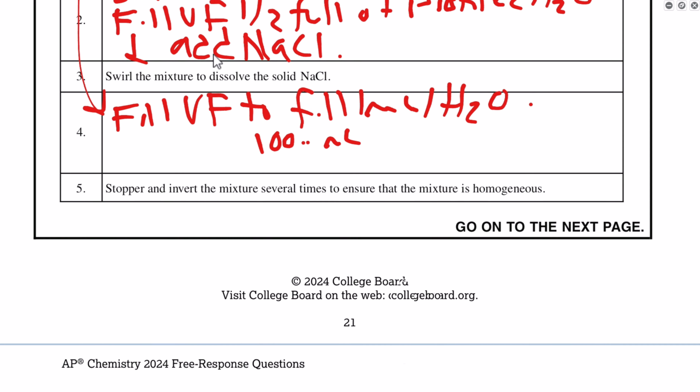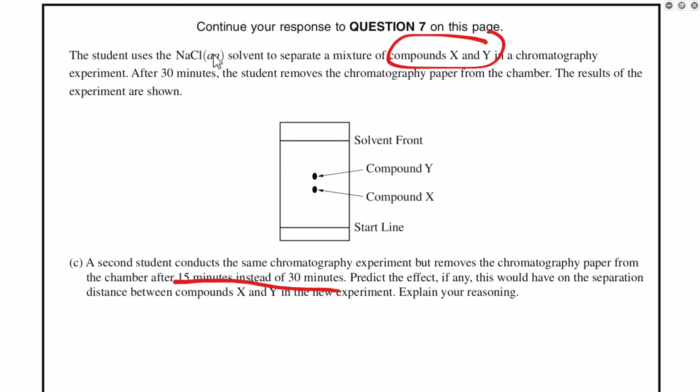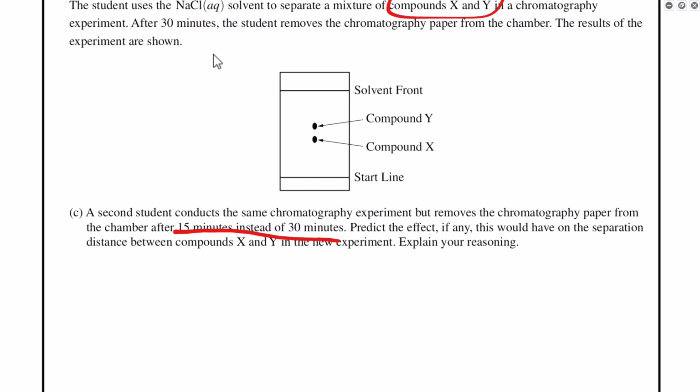So let's continue. All right, a student uses NaCl solvent to separate mixtures of compounds X and Y in a chromatography experiment. After 30 minutes, the student removes the chromatography paper and the results are shown below. A second student conducts the same chromatography experiment but removes the chromatography paper from the chamber after 15 minutes instead of 30 minutes. Predict the effect it would have on the separation distance between compounds X and Y in the new experiment. Okay, so we're trying to separate a mixture of X and Y, so they both start right there on that line.